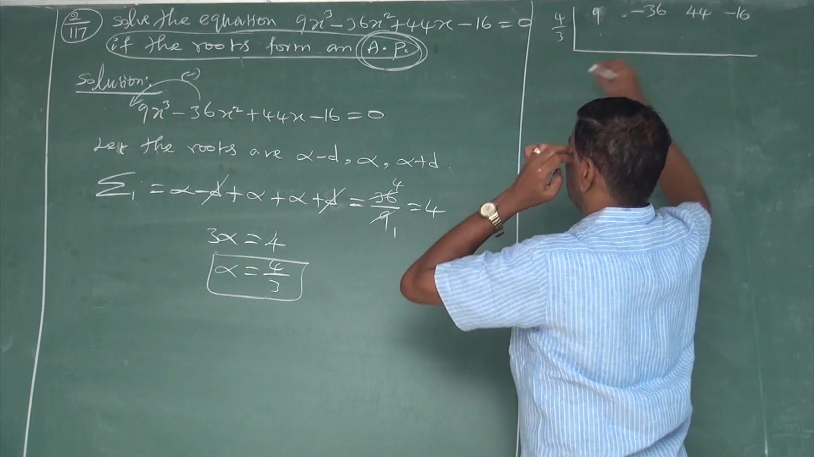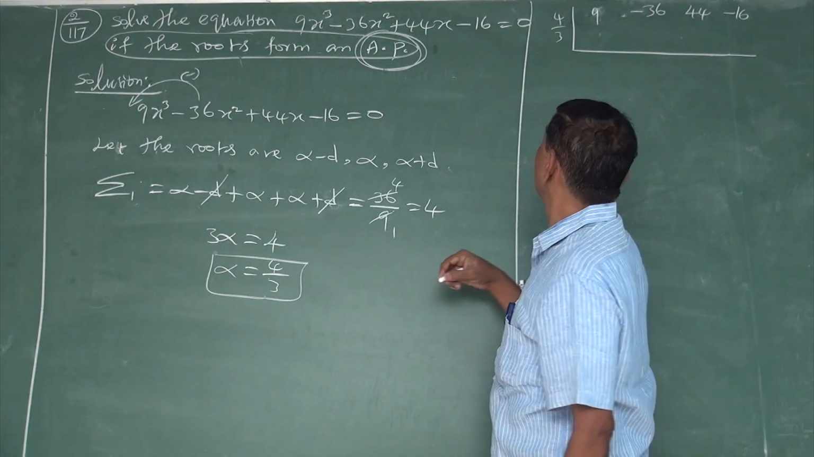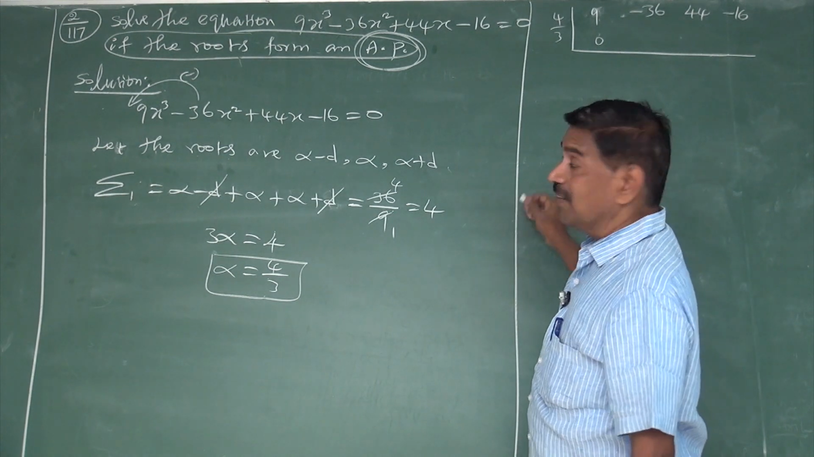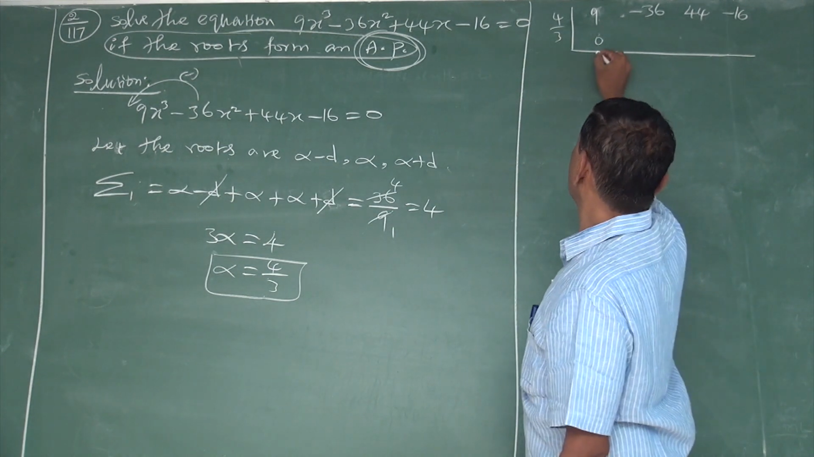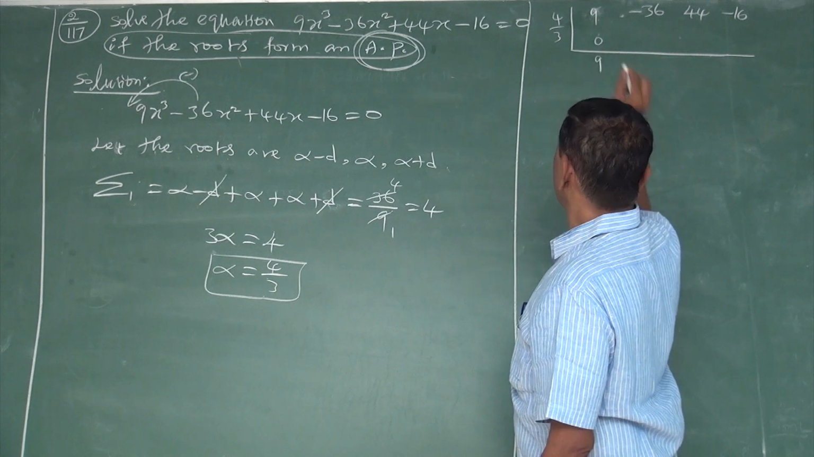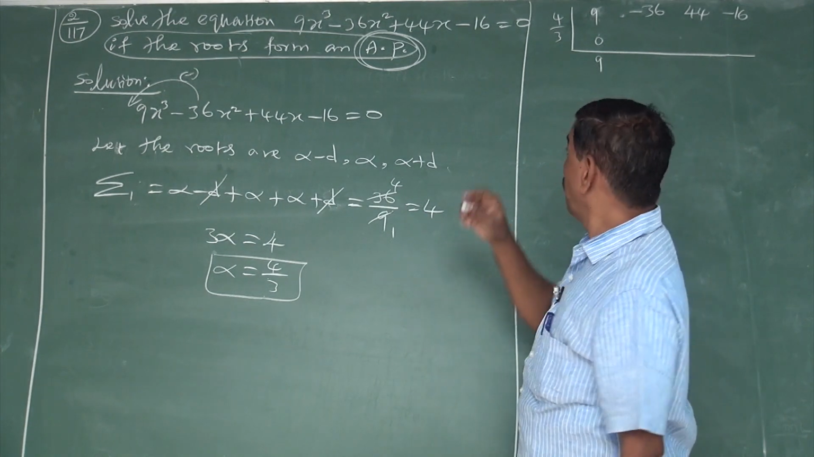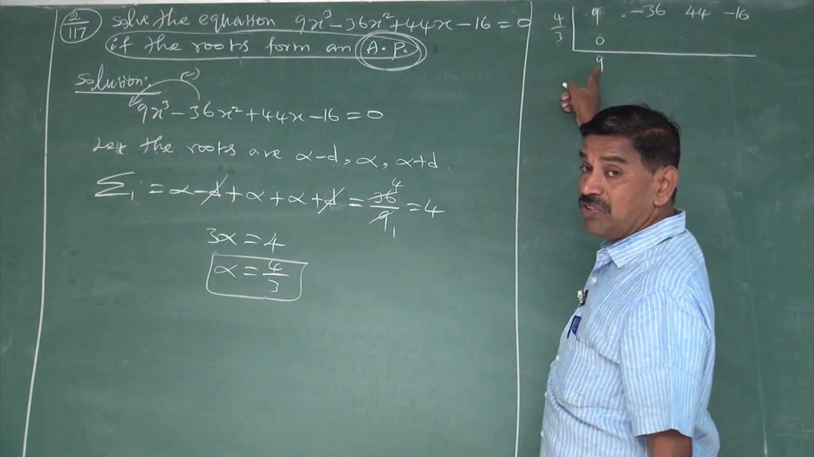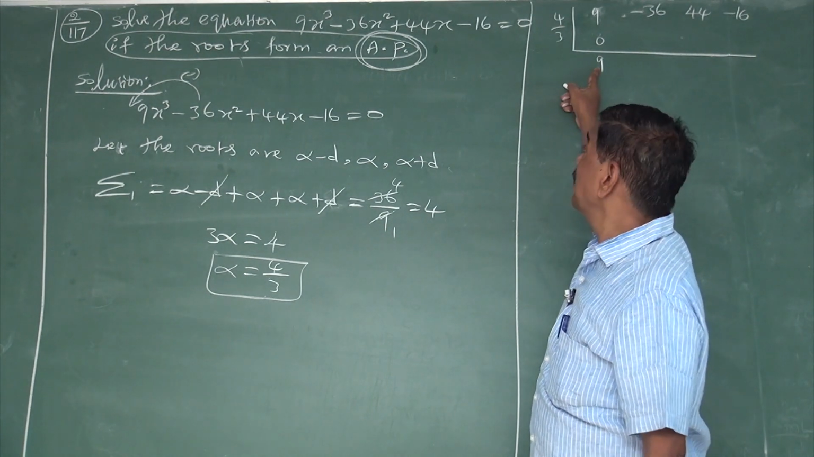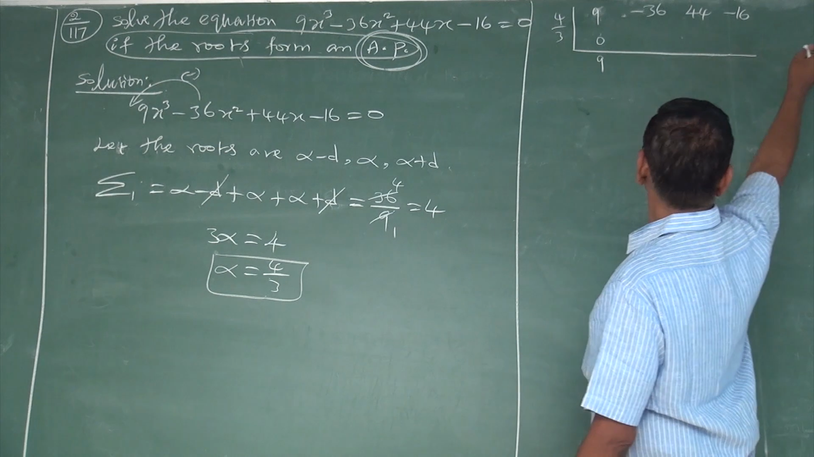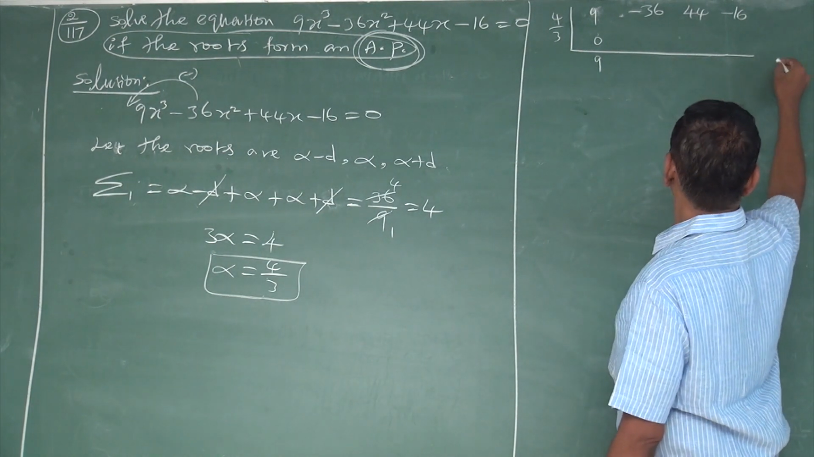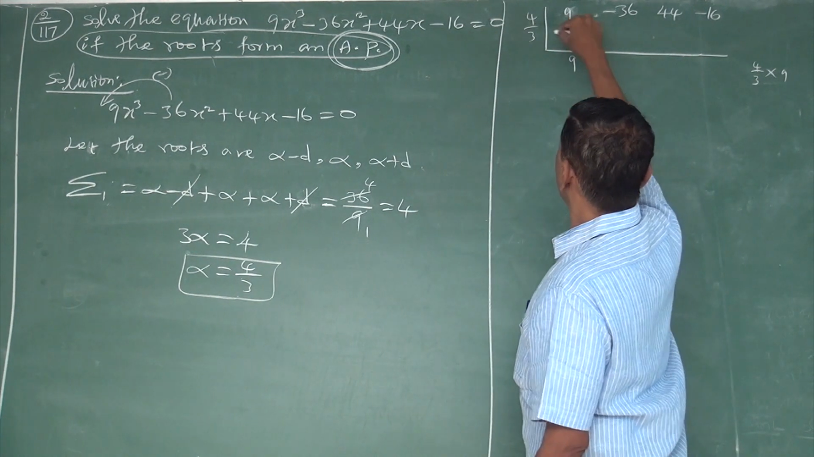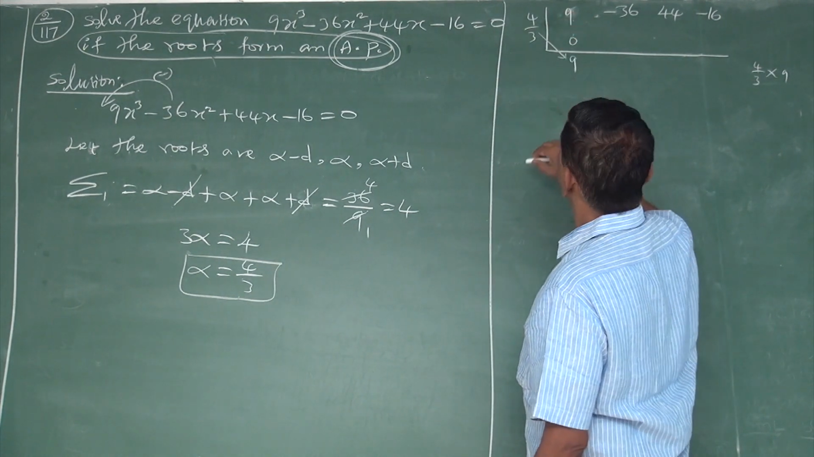Synthetic division starts from plus 1 syllabus. First, 0. Next, addition vertically, so 9 plus 0 is 9. Next, cross multiplication. Cross multiplication means 4 by 3 into 9. What is your answer? 4 by 3 into 9. Good, 12. If you don't know, do the rough work. The rough work is given by 4 by 3 into 9, cross multiply, that is 4 by 3 into 9.